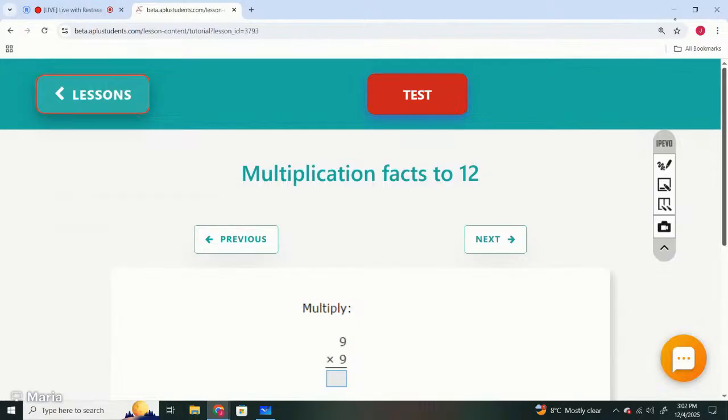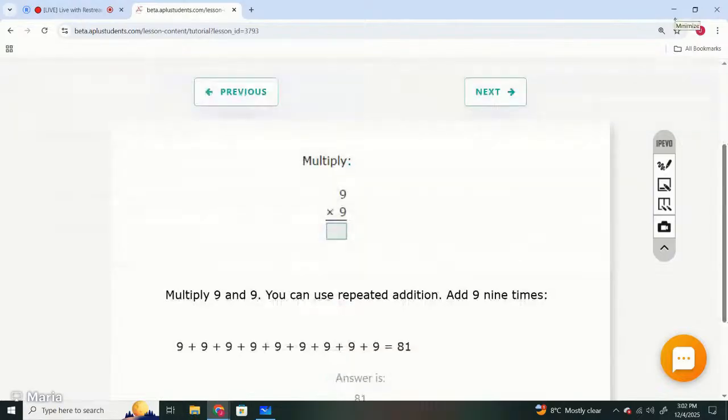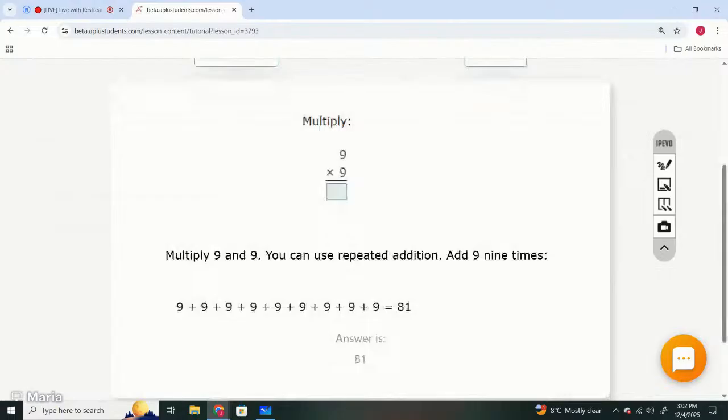Multiplication facts to 12. Multiply 9 times 9. We need to add 9 nine times. Basically, the first thing we need to learn about multiplication, right? Multiplication is repeated addition. 9 times 9 means you can add 9 nine times, right? But adding so many times is sometimes difficult. So that's why we need to learn the multiplication tables, right?